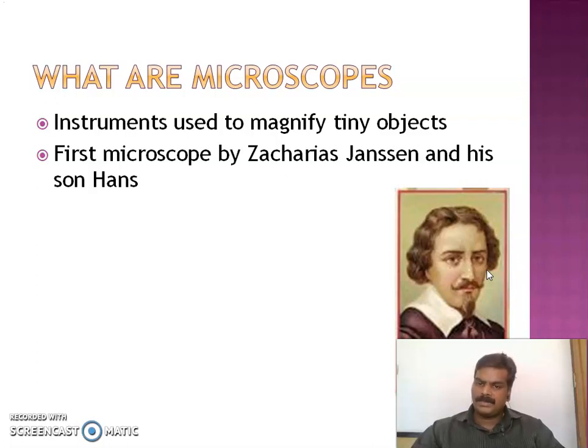Microscopy is a branch of science that deals with the technical use of microscopes. Microscopy includes not only the use of microscopes but also some of the techniques used for processing the materials. These all nowadays come under the purview of microscopy.